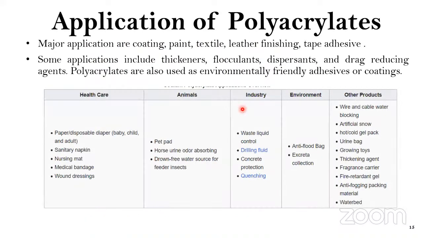So next, as we have mentioned some examples here, I have additionally mentioned some examples. Major applications are coating, paint, textile, leather finishing, and tape adhesives. Some applications include thickeners or flocculants, dispersants, and drag reducing agents, which are generally used in your coating or paint systems itself. Polyacrylates are also used as environmentally friendly adhesives or coatings. These are some of the applications.